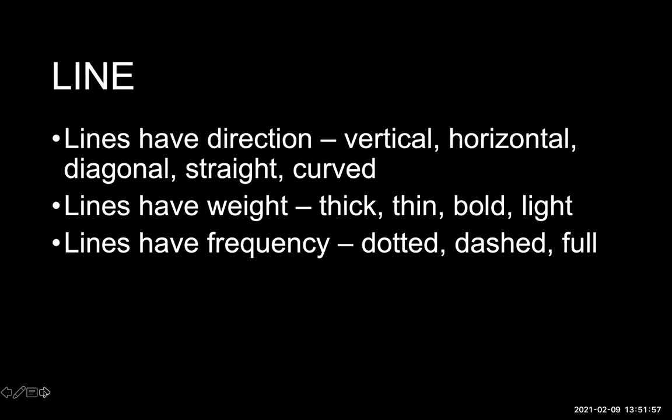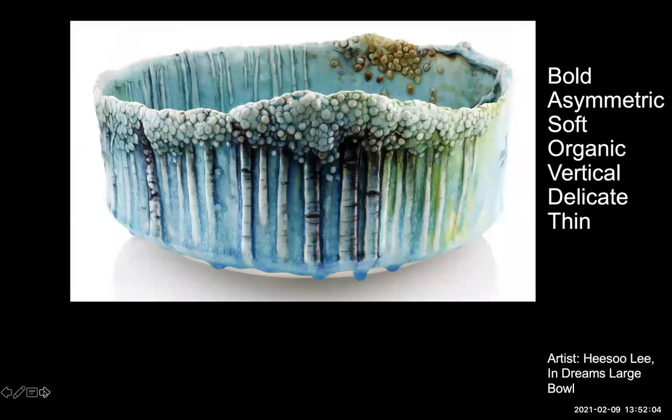Lines have weight. They may be thick, thin, bold, or light. Lines have frequency. They may be dotted, dashed, or full. This vessel utilizes line in a variety of ways. The vertical lines creating the tree trunks are dark and more prominent than others, creating bold lines. The line thickness and placement are asymmetrical. As the tree trunks vanish into the background, they lose their crispness and become thin, soft, and delicate.